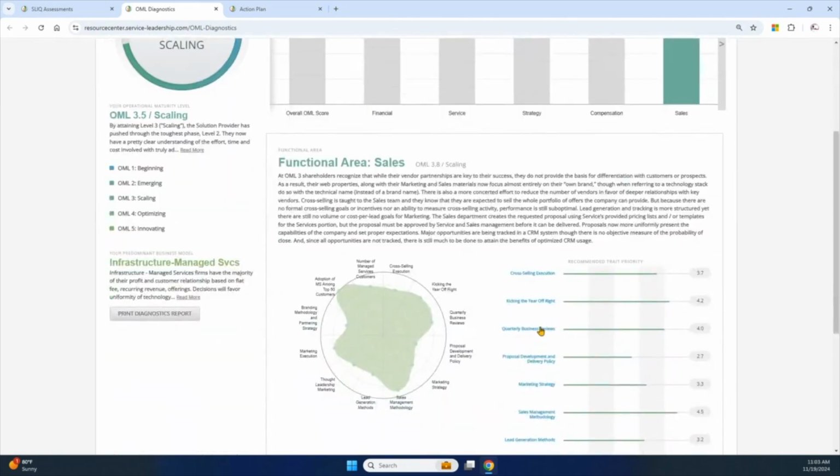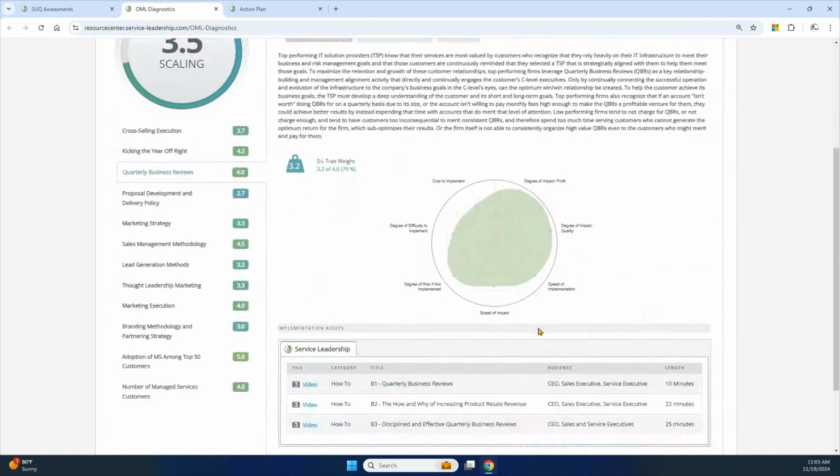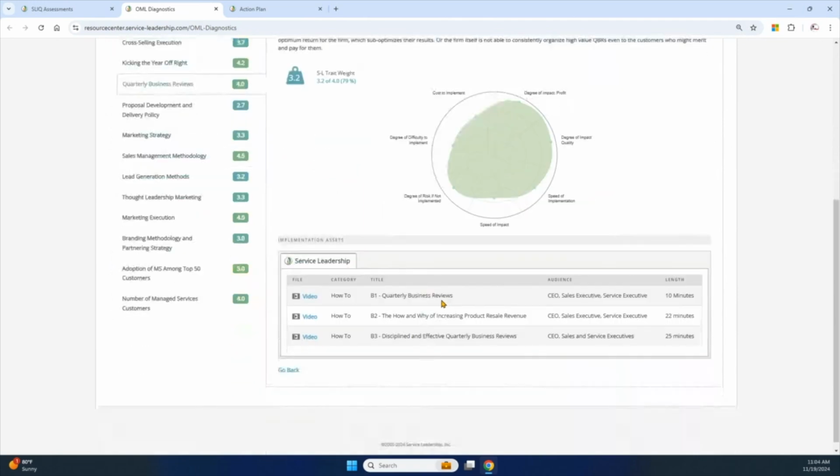So if we dig into here, what you're seeing here is the 7 different dimensions that the tool weighs your likely ROI, or return on investment, that you will improve on by improving in this trait. What you're looking at here is the overall business principle up at the top. We see this heat map here, and then down below are the various assets that you can utilize to help you improve on this trait.